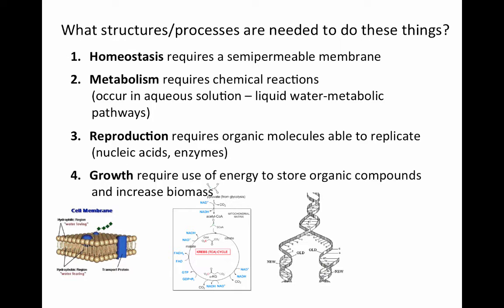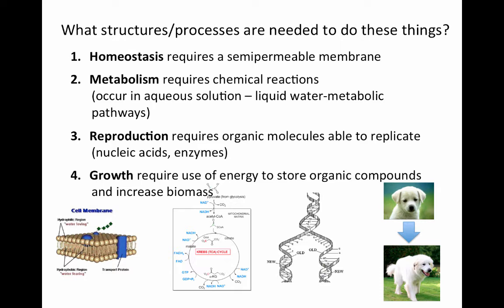And finally, growth requires the use of energy to store organic compounds and increase biomass. And you don't have to have taken Gen Bio 1 to know that this is just downright adorable, and this is what's necessary to turn a puppy into an adult dog.